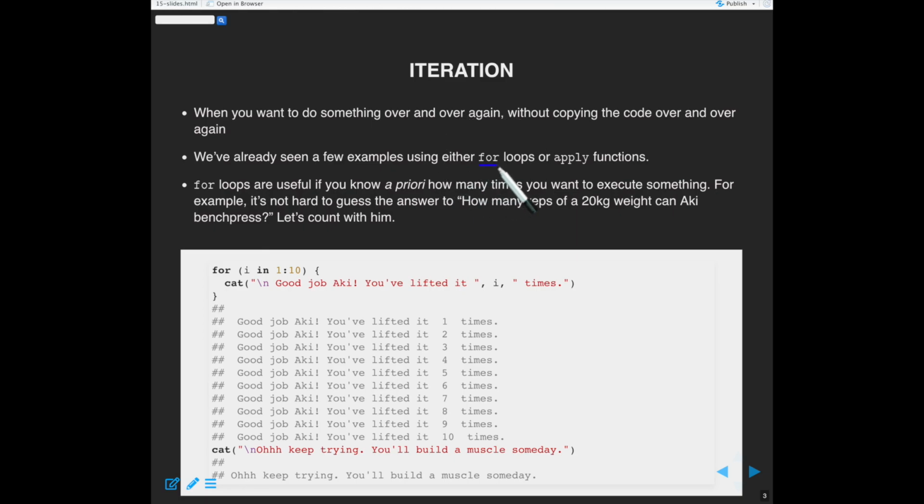Okay, so let's start with for loops. They're particularly useful if we know a priori, so in advance, how many times we need to execute some body of code, right? So a body of code in R is anything surrounded by two curly braces.